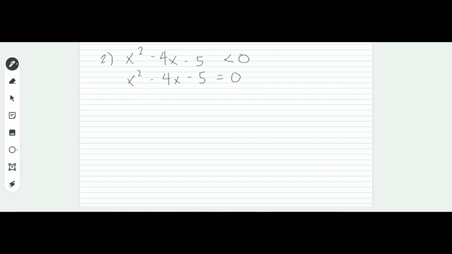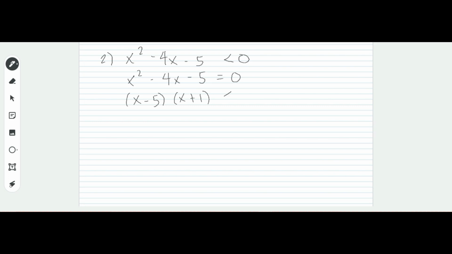Make sure to use the three methods in solving this. You can use completing the square, factoring, or quadratic formula. And because this is factorable, you just have to factor this out. So, we have here x, and then we have here 5 and 1. This is negative and then positive.